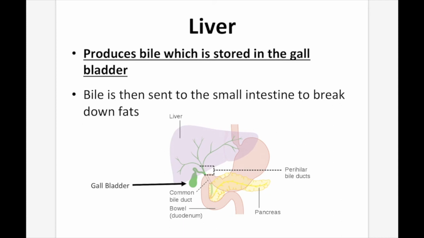The liver produces bile, which is stored in the gallbladder. The gallbladder is right there. Bile is then sent to the small intestine to break down fats. Now that gallbladder, although it's just a temporary storage facility for the bile, is very important. Now you can live without it, mind you, or have some other issue that causes your gallbladder to be removed, and you'll still be fine.